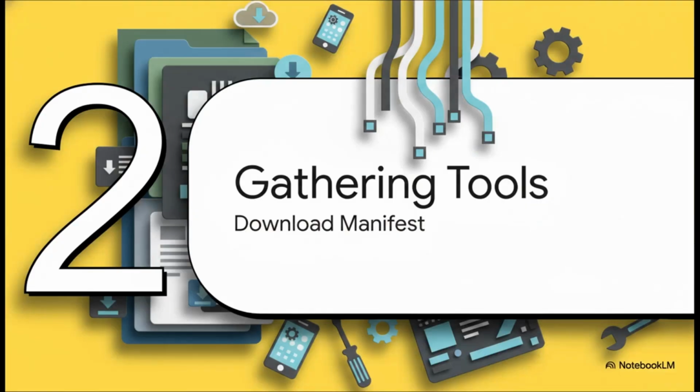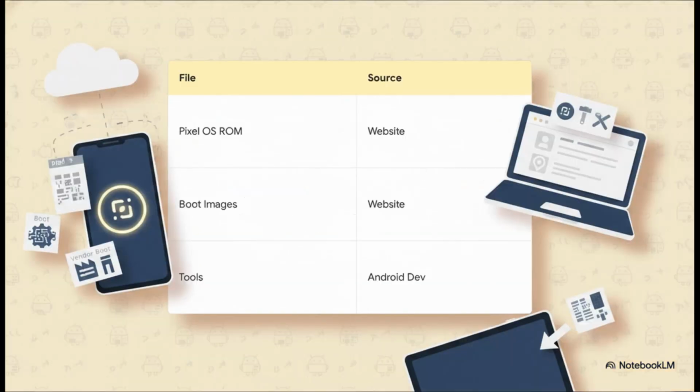Moving right along to phase 2, gathering tools. The download manifest. Okay, you're going to need the main Pixel OS ROM, plus 3 extra super important image files, the boot, DTBO, and vendor boot images. You grab all of these straight from the official Pixel OS site. Just double check that you're grabbing the ones for your specific device, which for us today is the Xiaomi Pad 6. Oh, and you'll also need to download platform tools from the Android developer website.